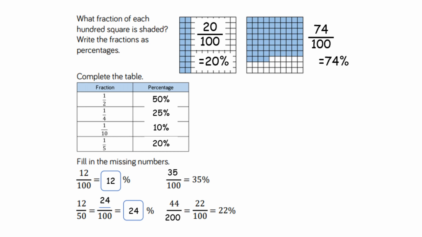And then it was what out of 100 equals 35%, so you should have got 35. Then we had 12 over 50, so for that one, if you multiply the 50 by 2 to get 100, you need to do the same to the 12, multiply that by 2, and you would get 24, so it's 24%. And then for the last one, what have you done to 44 to get it to 22?